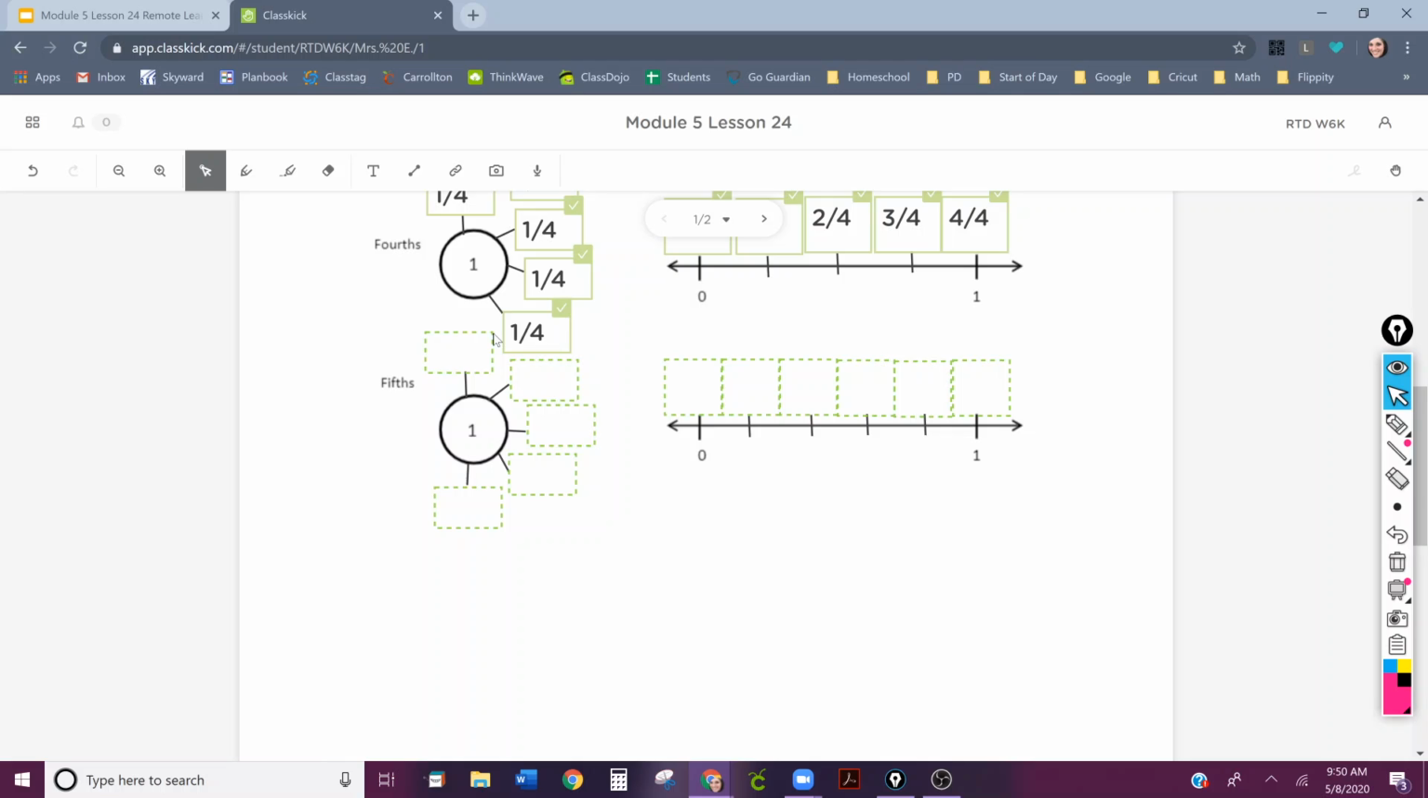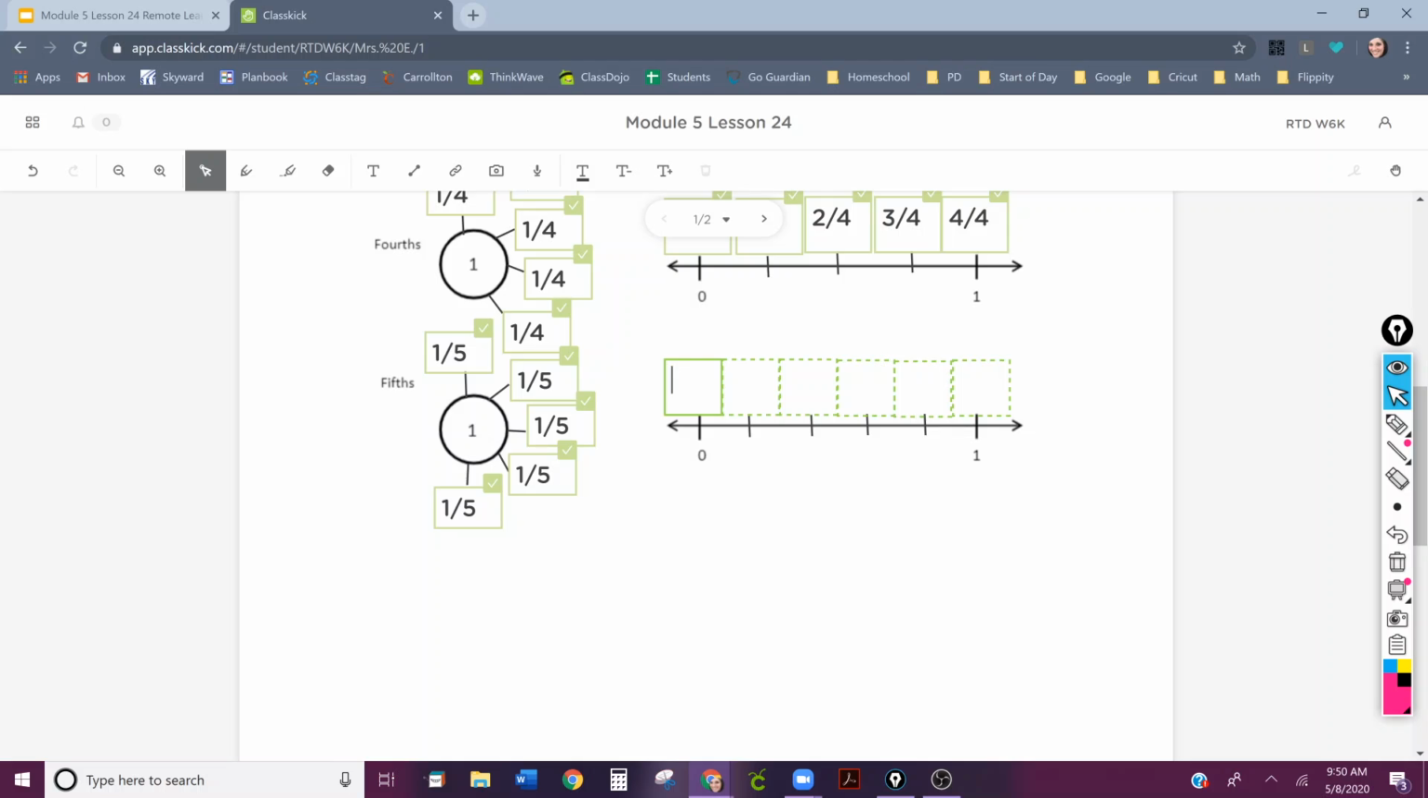All right, the last one is fifths. I've already broken it into 5 pieces here for you in your number bond. I've also broken the number line into 1, 2, 3, 4, 5 equal pieces, so you just need to do the labeling. So this is 1 piece out of 5, which is 1/5. So I needed 5 of those fifths to equal 1 whole.